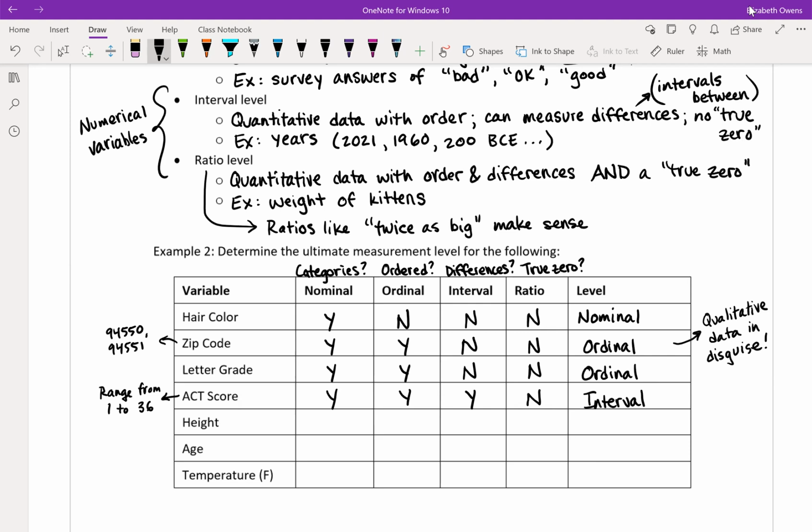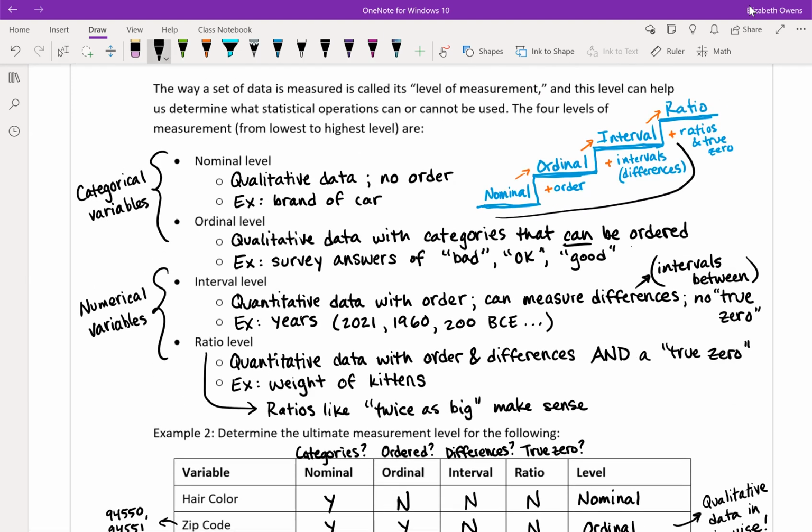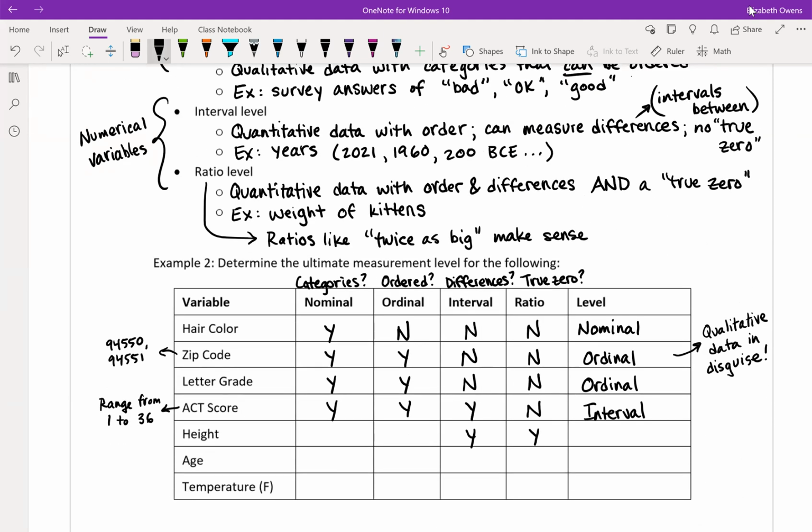Then looking at height, okay, height is different. There we can have a true zero, kind of like the weight of kittens thing here, even if we're very unlikely to hit that. Measuring height, there is a possibility of zero height, like no measurement, even if no human actually hits that zero level, but there is a firm stop there. So if you hit that ratio level, you automatically have inherited everything from the previous steps. So we have differences that are meaningful, we have order to these values, and they are categorized. So we hit that highest level of ratio.